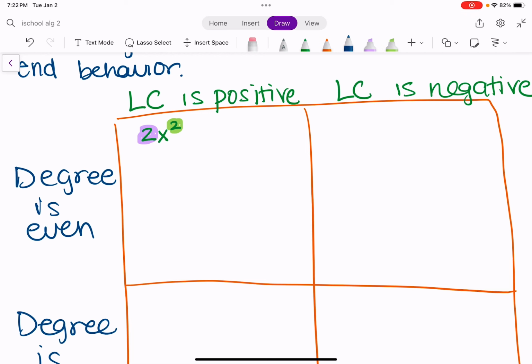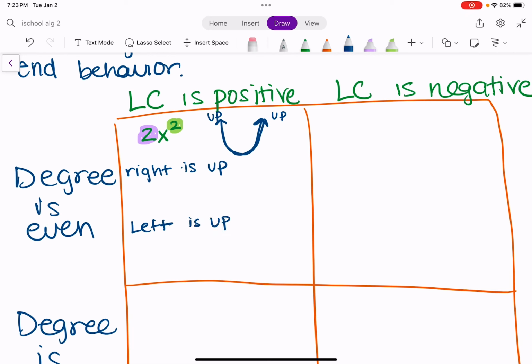Now, if you think about it, the shape of this is going to look like a U, right? Because it's x squared. And so if you think about what's happening at the ends, on the right side it's going up and on the left side it's going up. So I'm going to write that in words. Right is up and left is up. Okay?